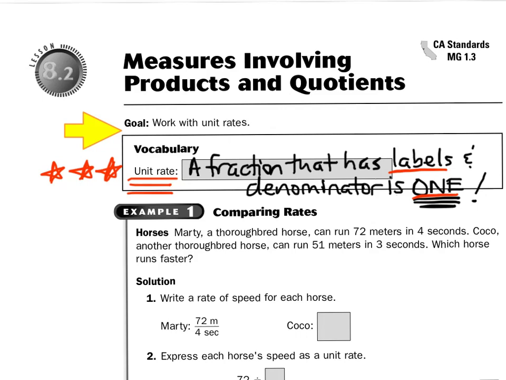Hello, you guys. Let's look at 8.2, measures involving products and quotients. Now, the vocabulary word is really, really important. Please underline it, put stars by it.